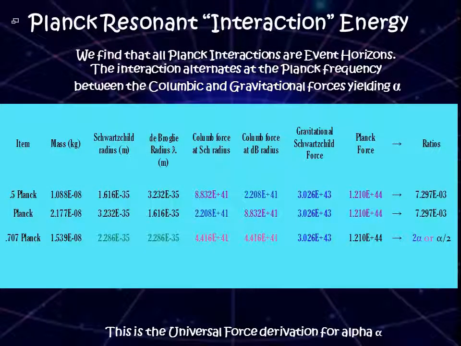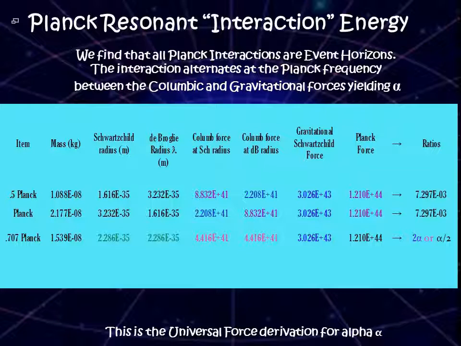Okay, it's an event horizon. It alternates at the Planck frequency, extremely high frequency, and completely beyond our ability to measure it. But there are some things we can calculate. One of them is the fact that the Planck interaction is the only source, universal force derivation of the alpha constant comes exactly and directly out of this Planck interaction. That the ubiquitous alpha constant and its force derivation comes directly out of the Planck interaction.